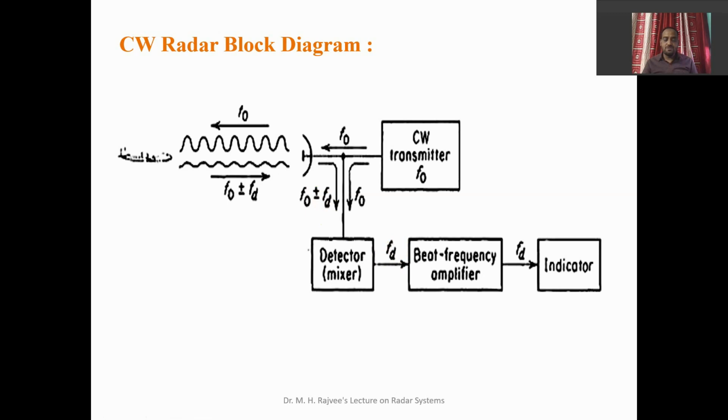Now, the mixer output can also be called the beat frequency, so the amplifier following the mixer can also be called the beat frequency amplifier. This amplified signal is given to the indicator to display whether the target is there or not, and if the target is there, at what velocity it is moving. So this is how a simple CW radar works.